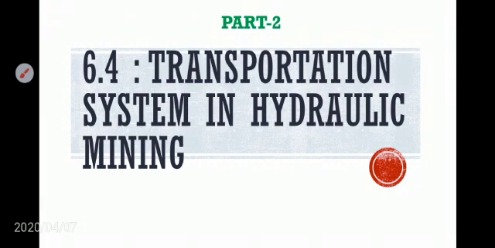In the previous class, we learned up to 6.3, that is, up to breaking of coal. We covered the topics up to what hydraulic mining is and how hydraulic mining is carried out, and next, the applicabilities of hydraulic mining, merits of hydraulic mining, demerits of hydraulic mining, and breaking of coal. Now let us come to part 2. In this part 2 we will be discussing the transportation system in hydraulic mining, and this topic is 6.4 as per our curriculum.